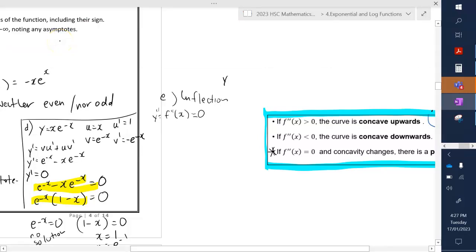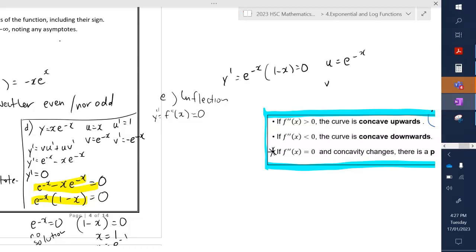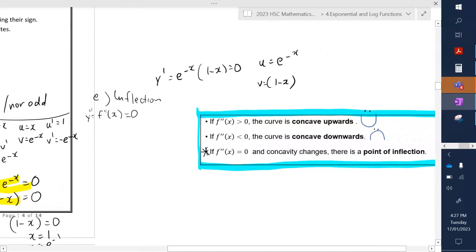So we'll start with our y dash is equal to e to the minus x times 1 minus x equals 0. Let's have u being e to the minus x and v being equal to 1 minus x. Now make sure that you're doing it as a product rule because there are two separate functions multiplied together. They both have x's in them, so they're both independent little functions that need to be treated separately, hence the product rule is needed. So our u dash is going to be equal to minus e to the minus x, and our v dash is going to be equal to minus 1.